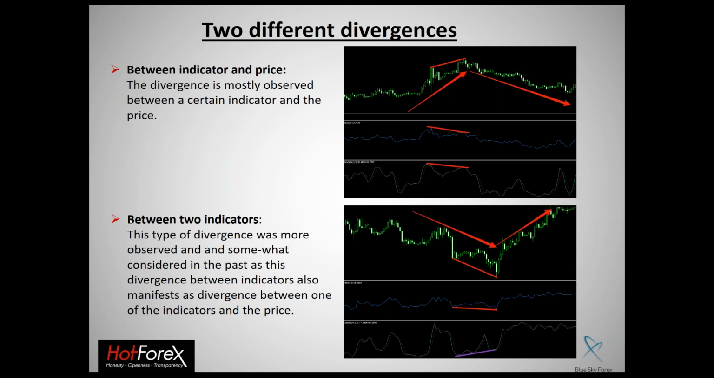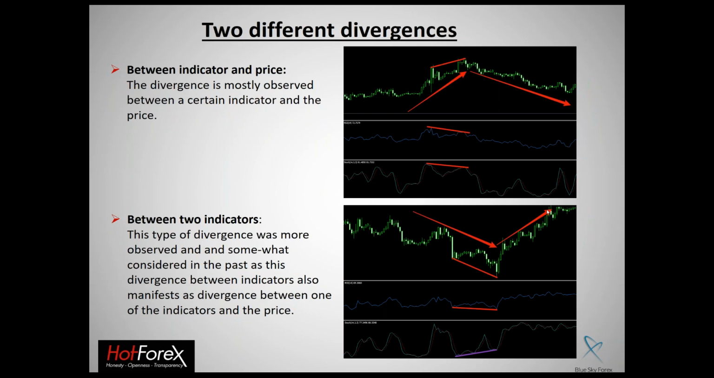Now, the second observation method, of seeing how the divergence can be observed, is between two different indicators. Now, this was more observed in the past, somewhat considered. As you can see, the RSI here actually agrees with the price, although the stochastics show a different thing. Stochastics actually shows the opposite. And you see how the price still reverses.